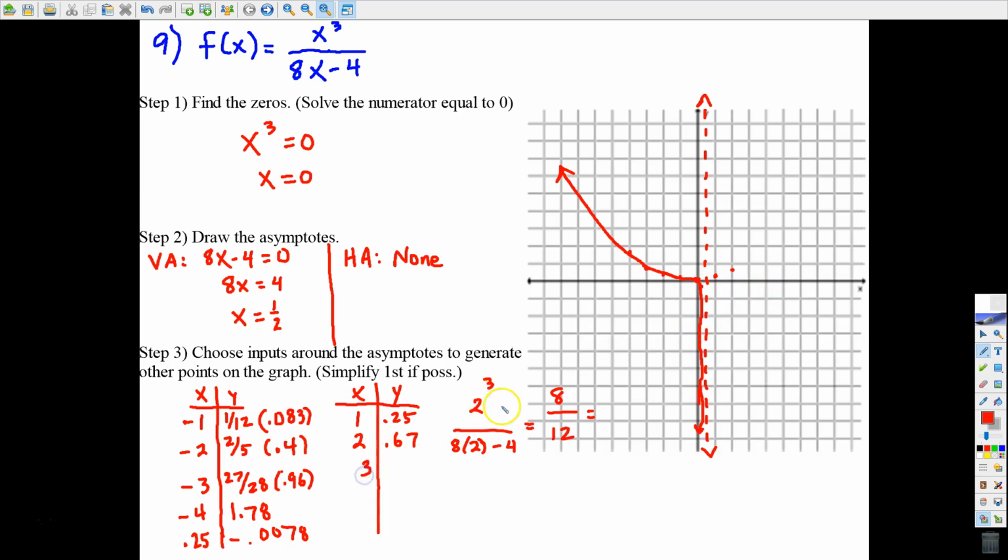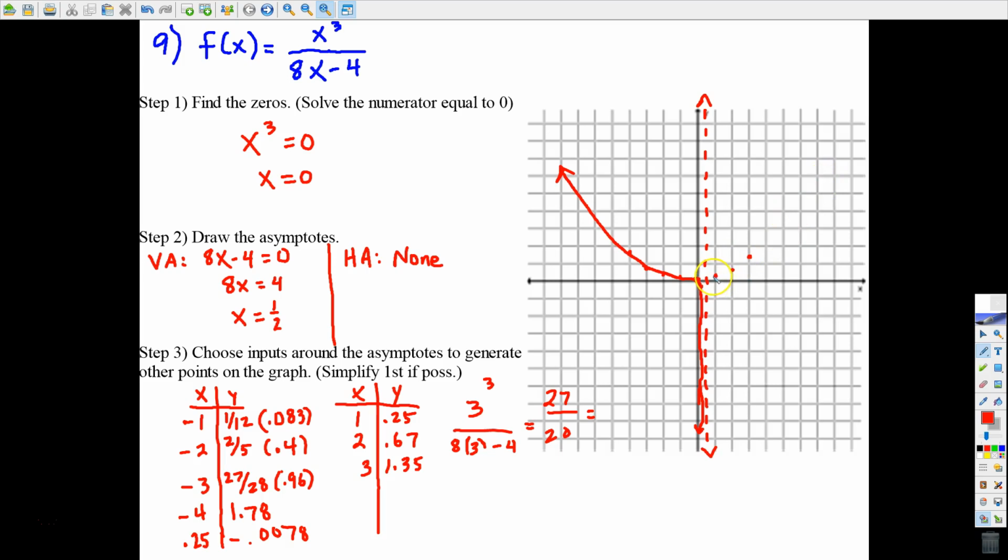Let's do input 3. Well, 3 cubed, 8 times 3. So 3 cubed is 27. This is 24 minus 4, which is 20. And we can do the decimal form of that, which is 1.35. So similar to what happened over here, just going in another direction, if we do input 3, we're going to do an output of 1.35. So I know what's going on going this way.